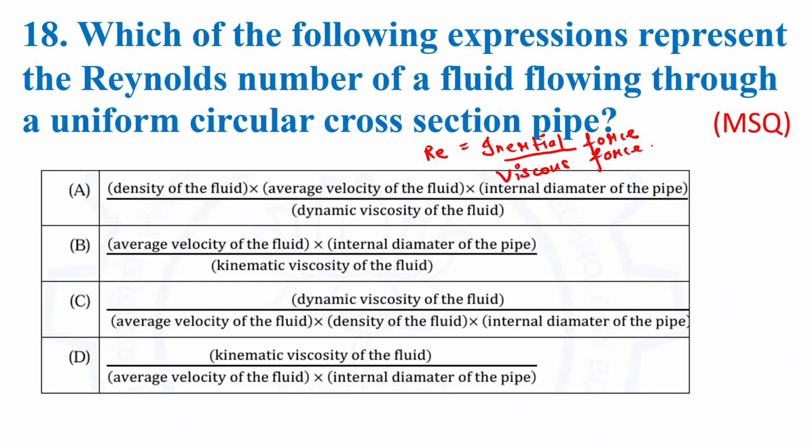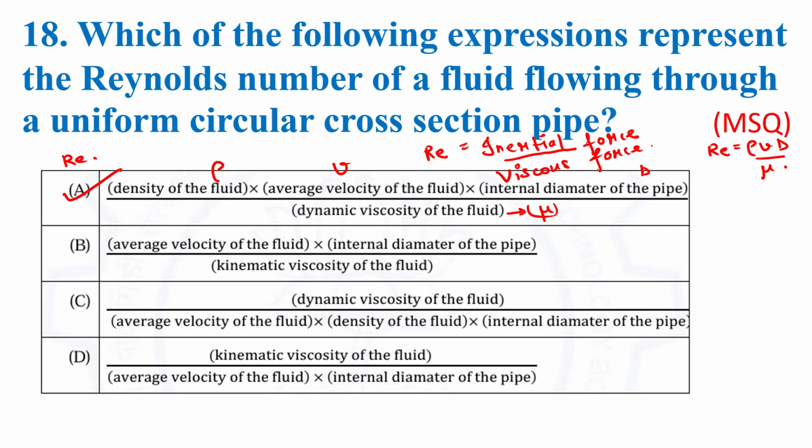Now, using the dynamic viscosity, mu: density, average velocity, diameter by dynamic viscosity. So this is Reynolds number, Re equals rho v d by mu. Correct. Option A will be correct.